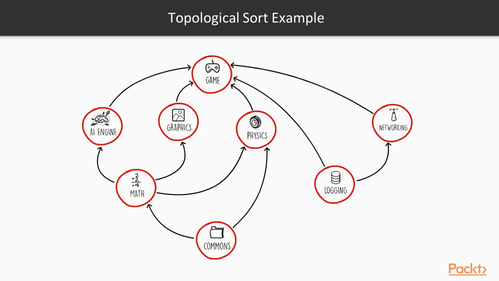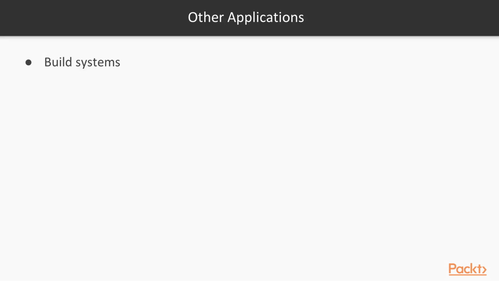Typically, for any particular graph, there is more than one solution. For example, we could have started from the logging module, and it would have still produced a valid topological sort. There are many other important applications for topological sorting. The example we saw in the previous slides was for building and linking code. Job scheduling is another common application for topological sorting. This is when you schedule a job only if all the other jobs that it depends on have been completed.